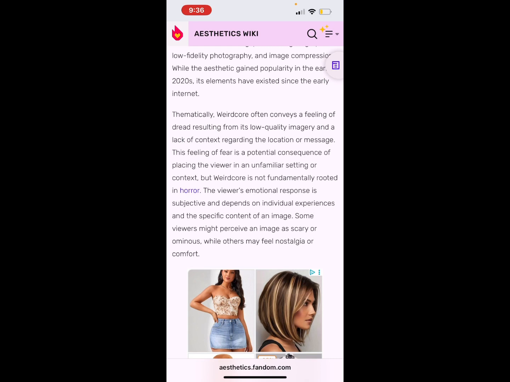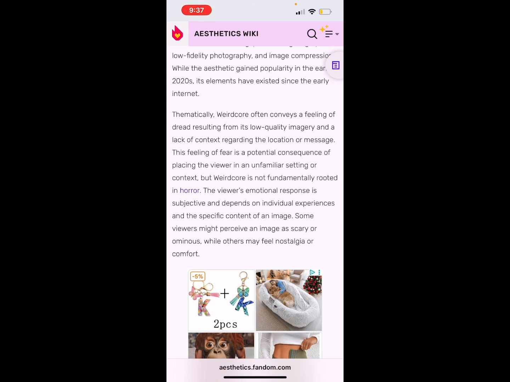The feeling of fear is a potential consequence of placing the viewer in an unfamiliar setting or context, but Weirdcore is not fundamentally rooted in horror. The viewer's emotional response is subjective and depends on the individual's experiences and the specific context of an image. Some viewers may see an image as scary or ominous, while others may feel nostalgia or comfort.